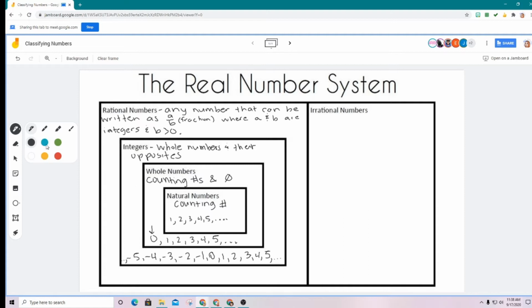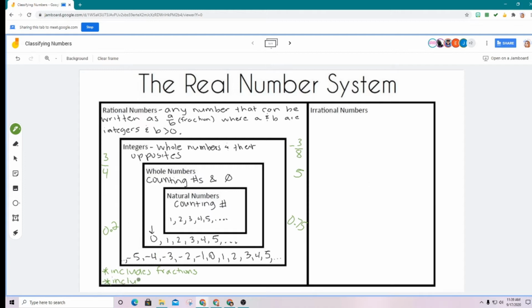So some examples, I'm going to do some examples in green. Some examples of this are 3/4, 5, 0.2, 0.75, -3/8, right? These are all fractions and decimals. So this includes fractions and decimals, but it actually includes only certain types of decimals.